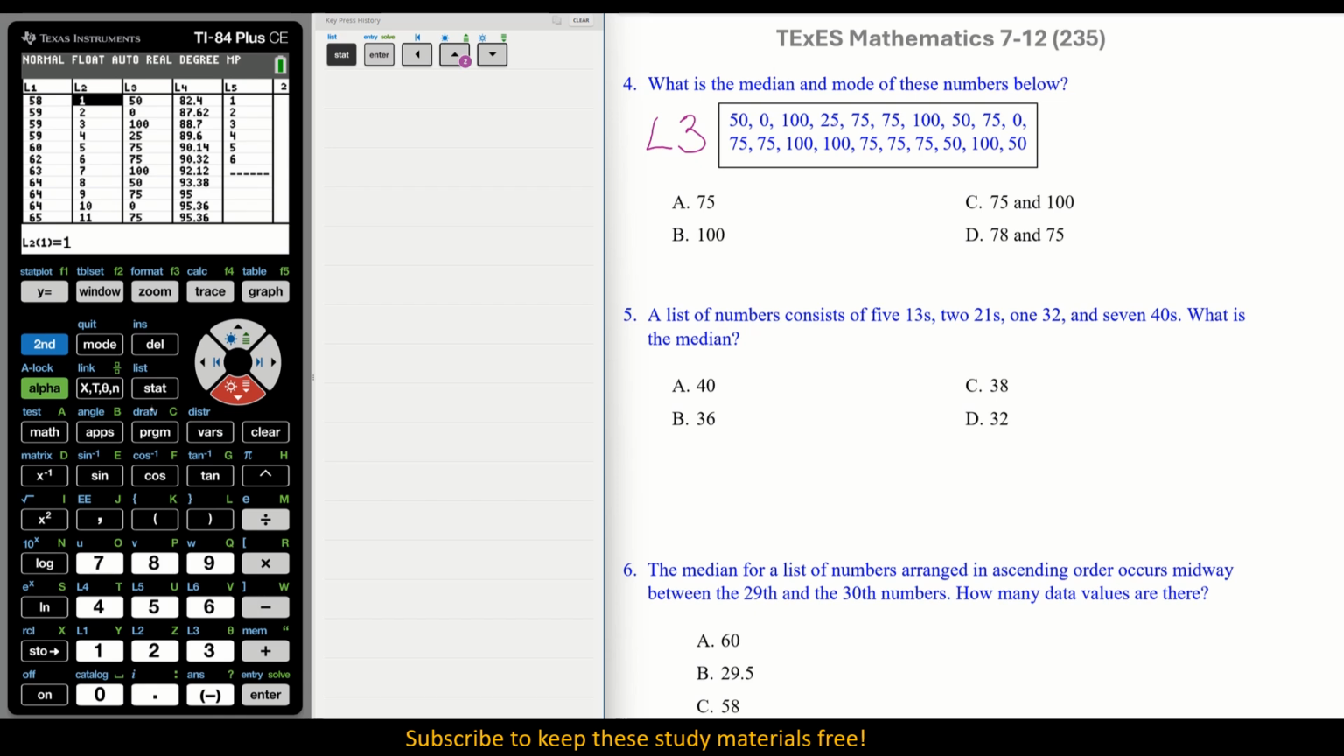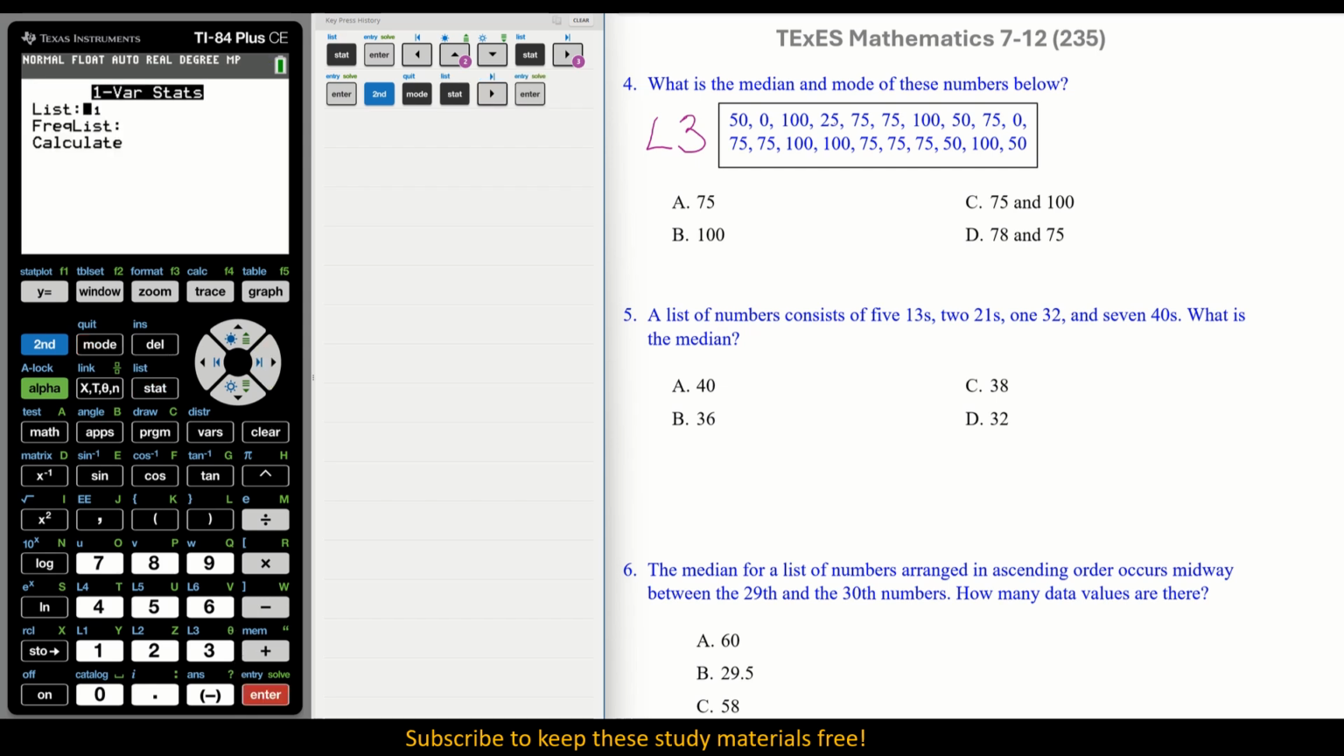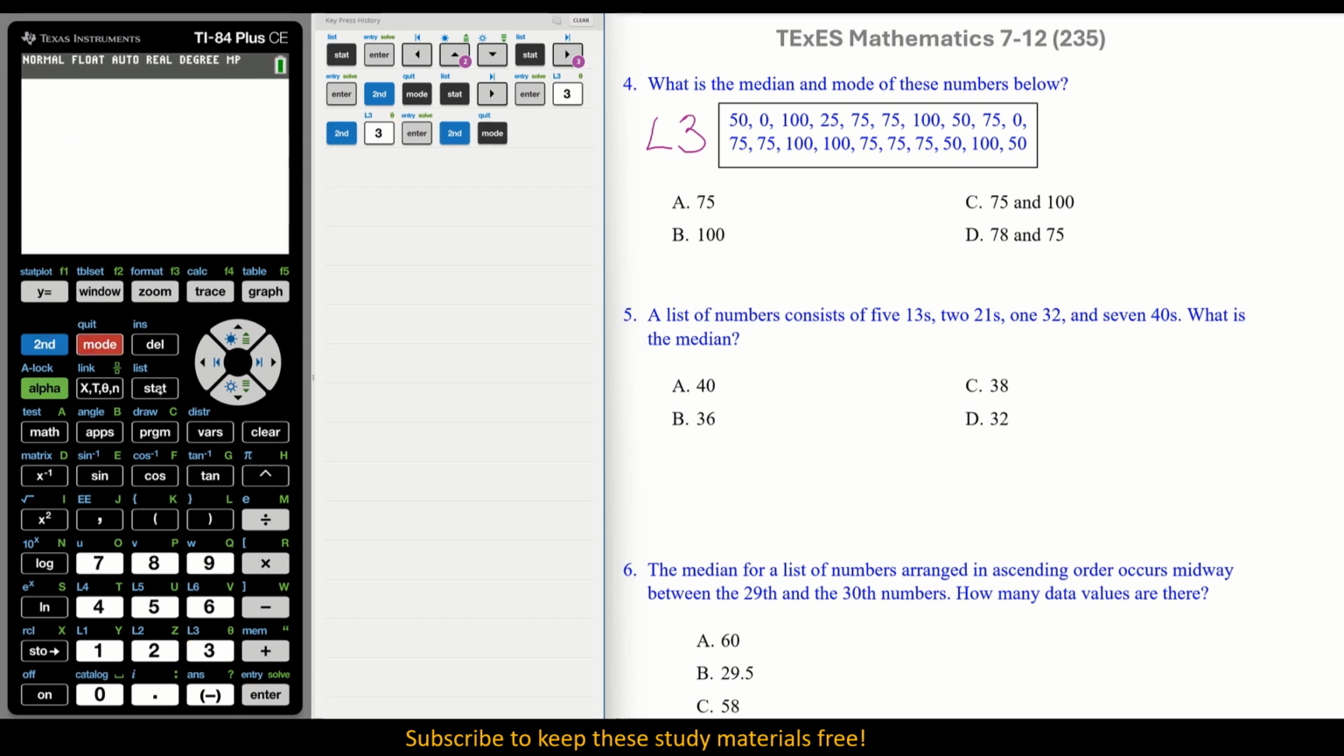Now we need to, again, push stat, go over to calc. We are on one var stats again. So we push enter. Oh, we went too far. That went to a Z. Okay, now let's push enter. But we want L3, so second 3. Remember, don't put anything in the frequency list. That didn't do it. What happened? We need second 3. Enter, enter, enter. And there we go.